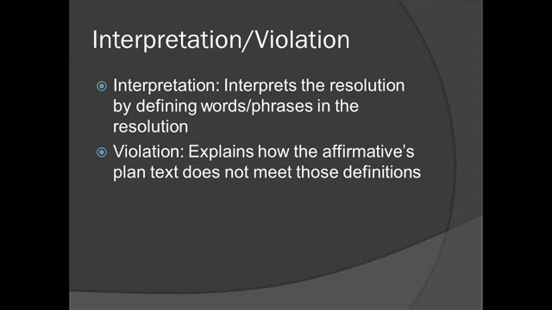So just to provide you with some more detail on what we mean by interpretation and violation on the negative. An interpretation simply means to interpret the resolution by defining words and phrases in the resolution, and the violation is to explain how the affirmative's plain text does not meet those definitions, right? So why is it that what the affirmative has done does not, in fact, meet your interpretation of economic engagement or the People's Republic of China, etc.?